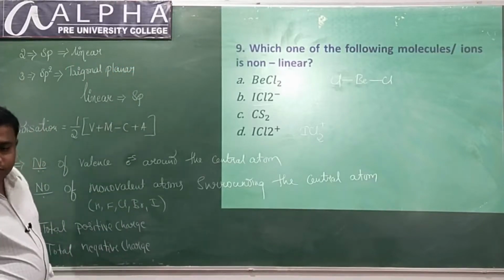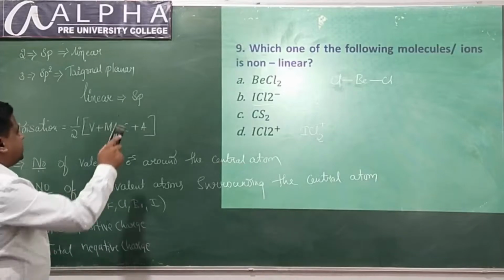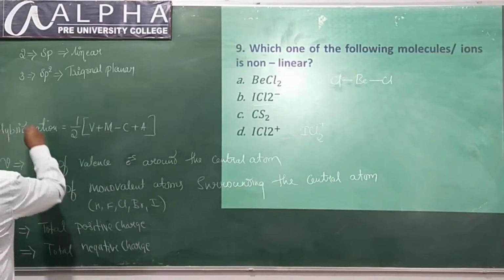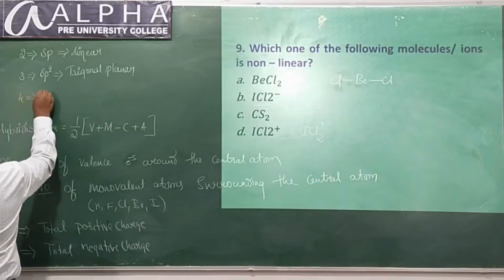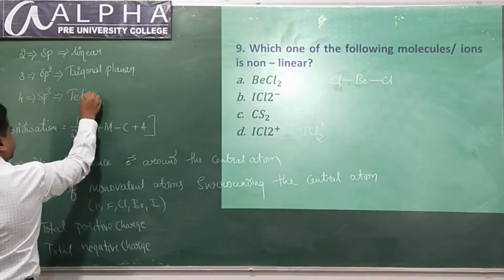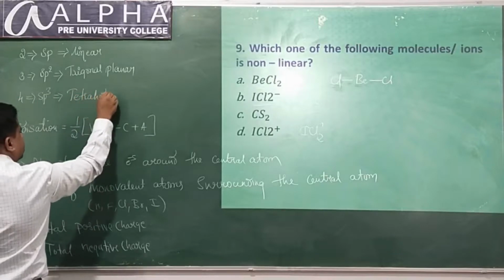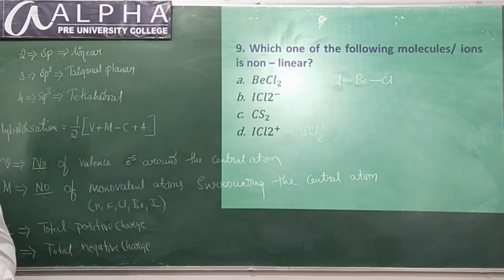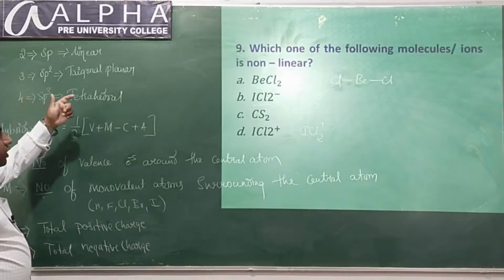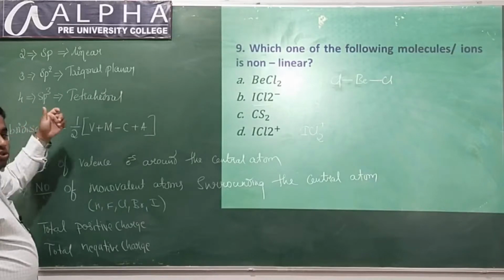Are you able to understand? If you get the answer as 4, it means it is sp3 hybridization, and the molecule is said to be tetrahedral. Are you getting my point? If you get the answer as 2, linear. If you get the answer as 3, sp2, trigonal planar; 4, sp3, tetrahedral.